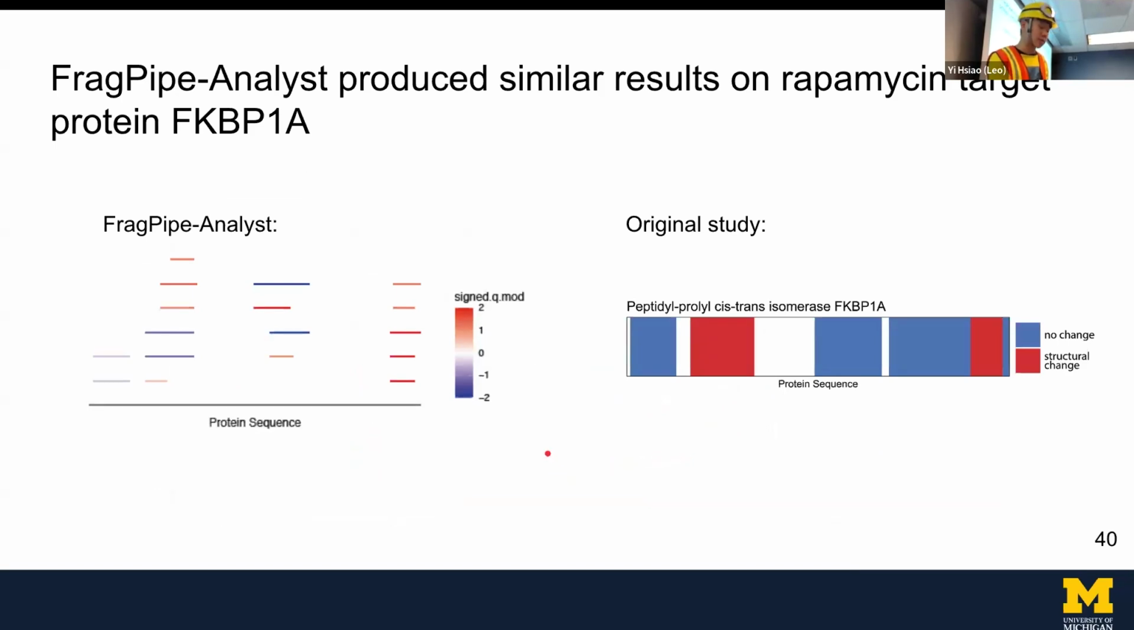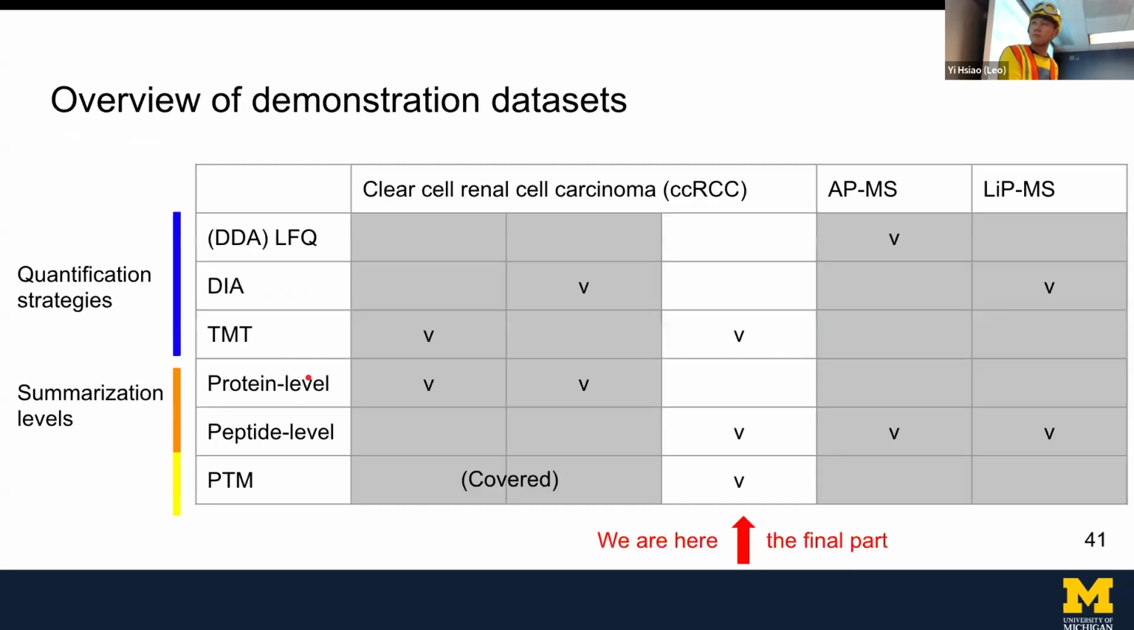And we look into a particular protein target called FKBP1A. That's one of the target proteins of interest. Based on our FragPipe-Analyst result, the protein sequence changes between the treatment versus control are similar to what was reported in the original study. Unfortunately, we are not able to do this side by side, so you need to visually see that some of the regions are the same. They use a different protein search engine, so it's expected you will see some discordance in some of the regions, particularly on this part of the protein sequence.